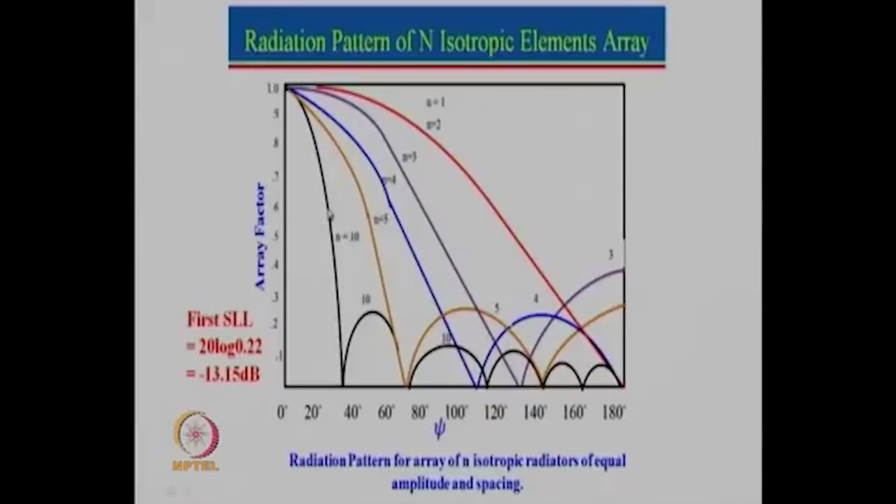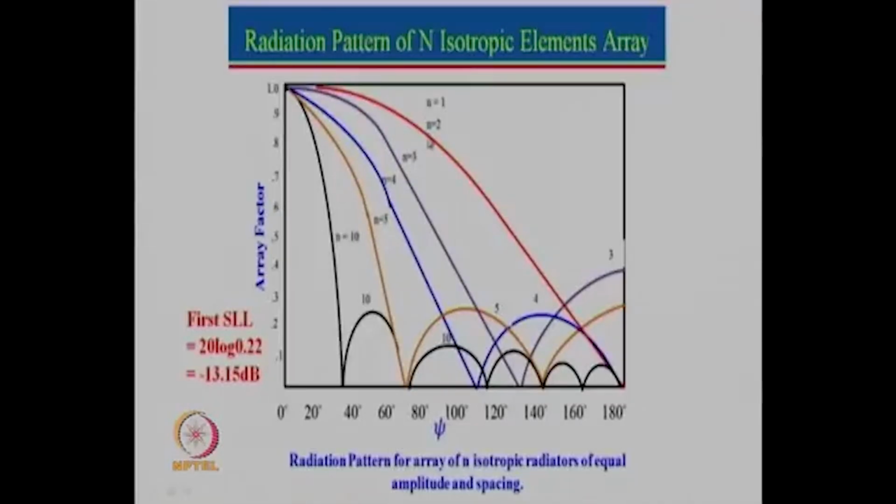We also know from array theory that the directivity is given by 4 pi A by lambda square, where A is the aperture area. So if we increase the number of elements, the area will increase, and that is how the directivity will increase. So half power beam width decreasing means directivity is increasing.